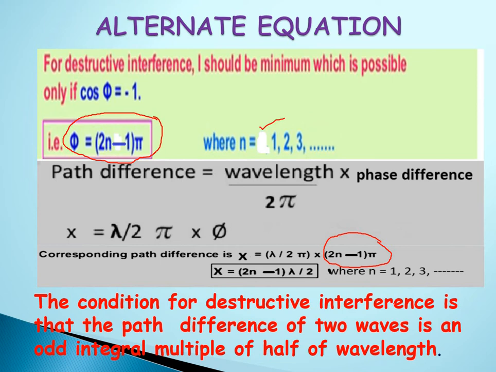Okay, so the condition for destructive interference is that path difference of the two waves is an odd integral multiple of half of wavelength. The condition remains the same, only thing there is difference between the two equations. One is plus 1, the other one is minus 1. Where it is minus 1, we are starting with n is equal to 1.